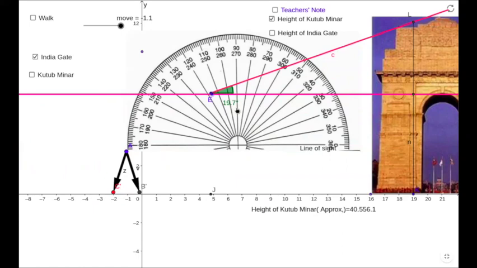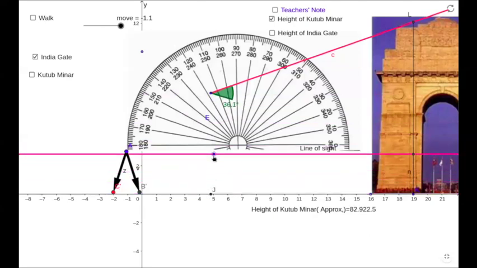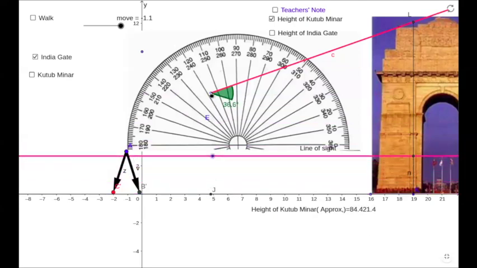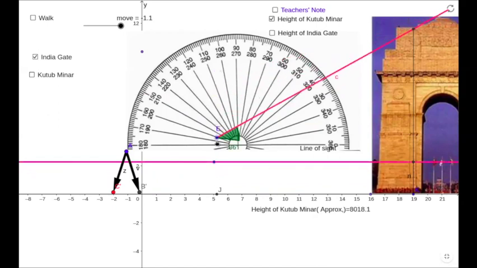Now, this is the observation you can make with respect to height, right? With respect to height, how this elevation angle is getting changed. So if you observe and make a tabular column for this height and angle of elevation, then it will be easier for you to predict, right?